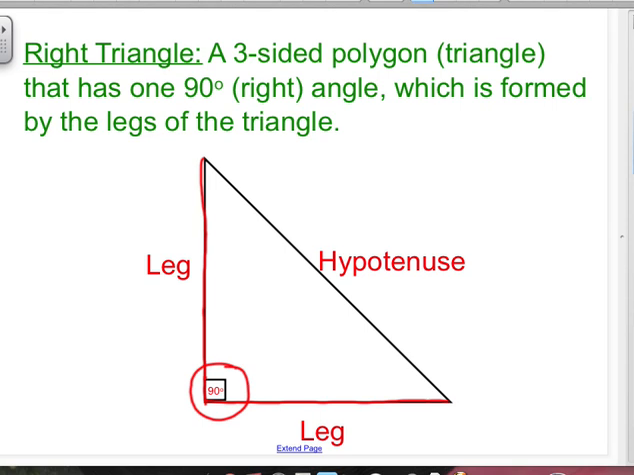So, if the legs form the 90-degree angle, we have this other side hanging out here that does not touch that 90-degree angle. It's kind of sitting out here across from the 90-degree angle. That's called the hypotenuse. So you've got the legs that make the 90-degree angle, and then the longest side of that right triangle, which is the side that does not touch that 90-degree angle, is called the hypotenuse. All that's really good terminology, because you're going to hear me talking about legs and hypotenuse and right angles and so on and so forth.